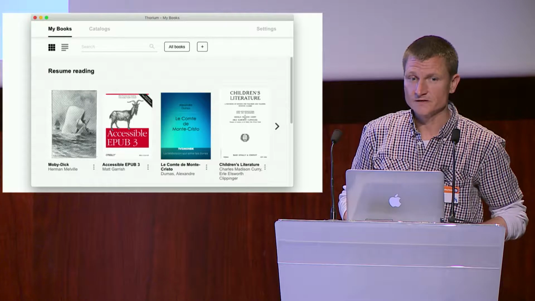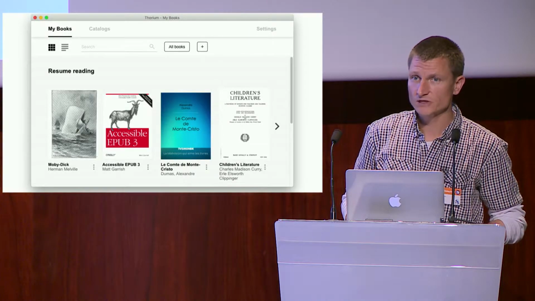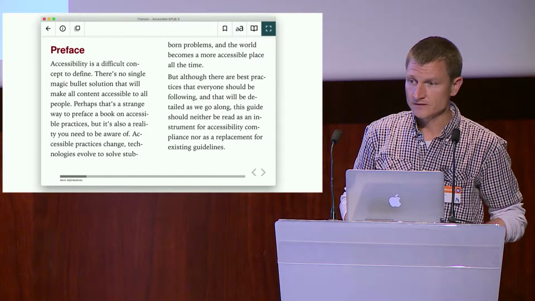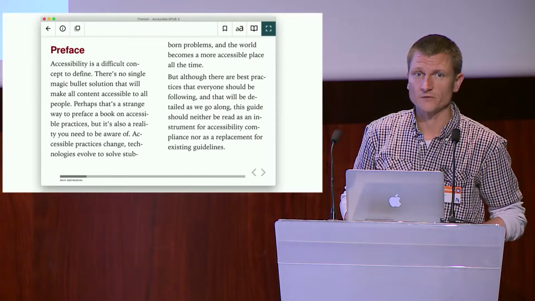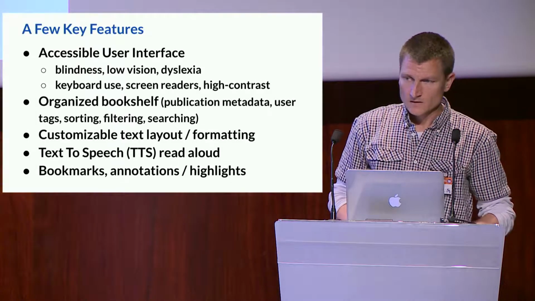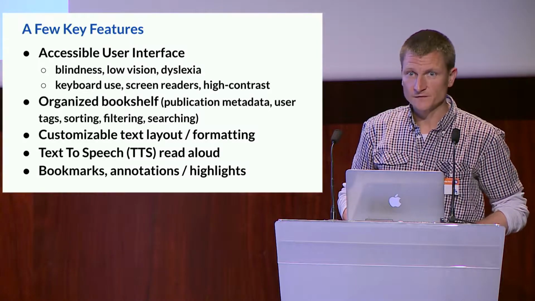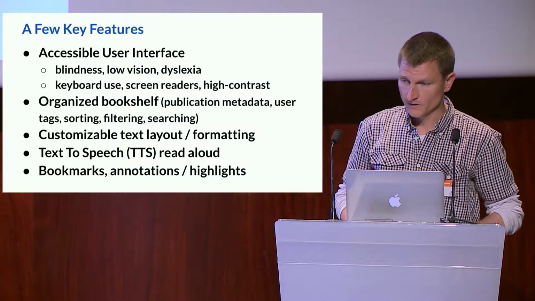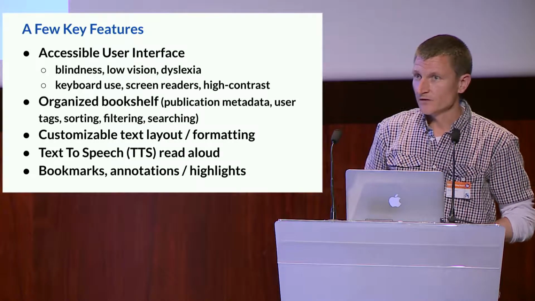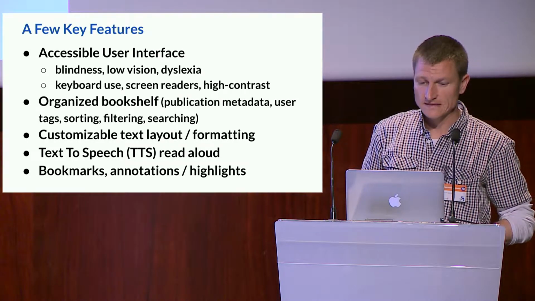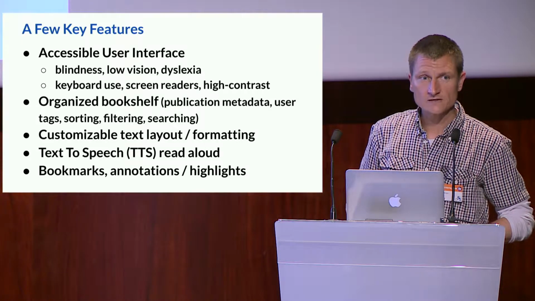So just as a teaser, this is a screenshot of the bookshelf view, and that is the reader view of Thorium. So a couple of key features, enough to fit in a slide. There's a bit more to talk about, but in a nutshell, Thorium's user interface is accessible to people who have blindness, low vision, or dyslexia. So we aim very hard to implement robust support for keyboard usage, screen readers compatibility, and things like high contrast mode.